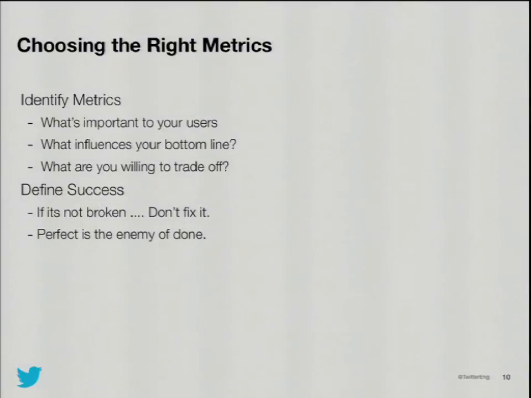So metrics are important. You have to choose the right metric in order to actually achieve the goal that you're trying to go after. And identifying metrics is tricky in business. You want to make sure that the metric that you identify tracks what's important to your user. Also, if efficiency is important to you, you want a metric that tracks that for your company, and what influences your bottom line, and what are you willing to trade off?